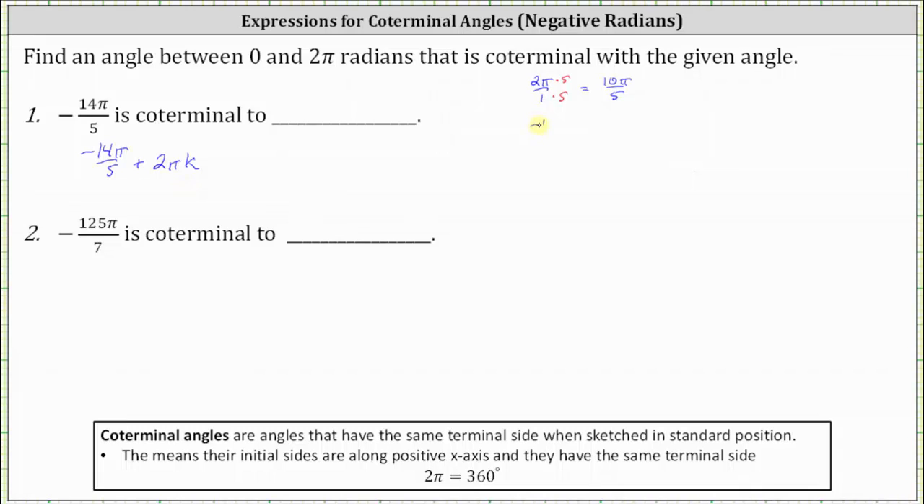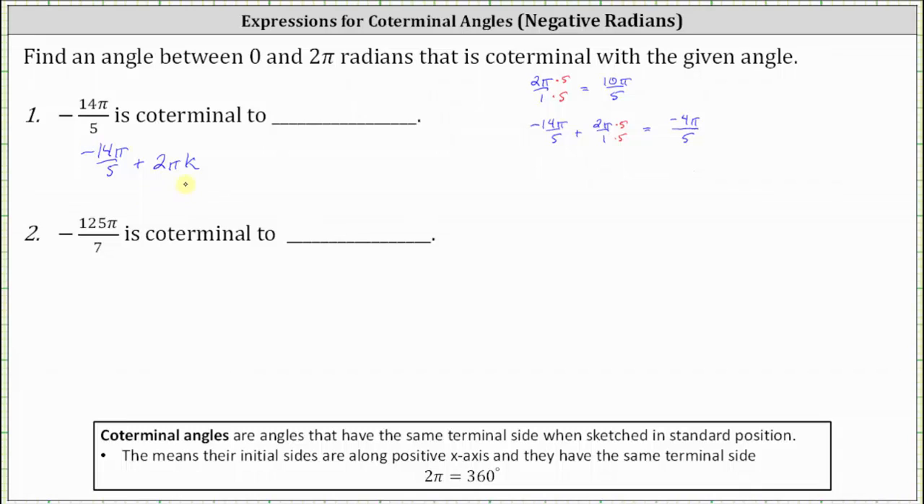We would have negative 14 pi divided by 5 plus 2 pi, or 2 pi over 1 radians. And we already know 2 pi is equal to 10 pi divided by 5. We have a common denominator of 5, and the numerator is now negative 14 pi plus 10 pi, which is negative 4 pi. So negative 4 pi divided by 5 is coterminal to negative 14 pi divided by 5 radians, but it's not in the interval from 0 to 2 pi radians.